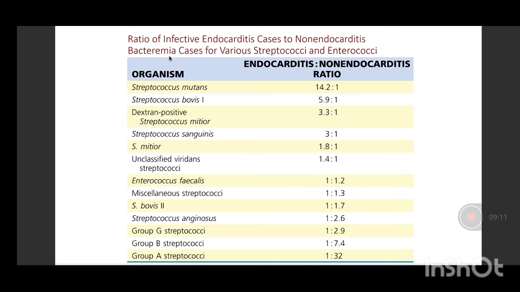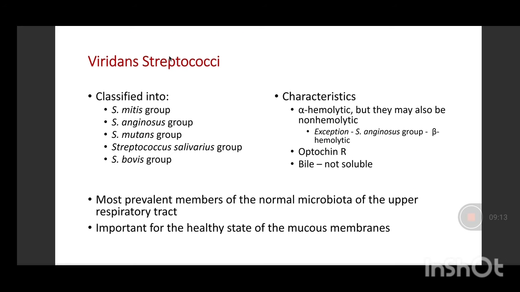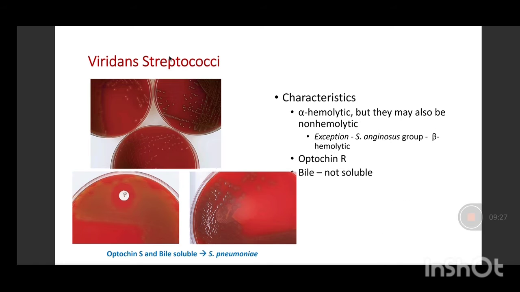The common characteristics are that they are alpha hemolytic, but a few may be non-hemolytic. And they are optochin resistant and bile non-soluble, which is helpful in differentiating them from Streptococcus pneumoniae. So that is another important thing to remember.